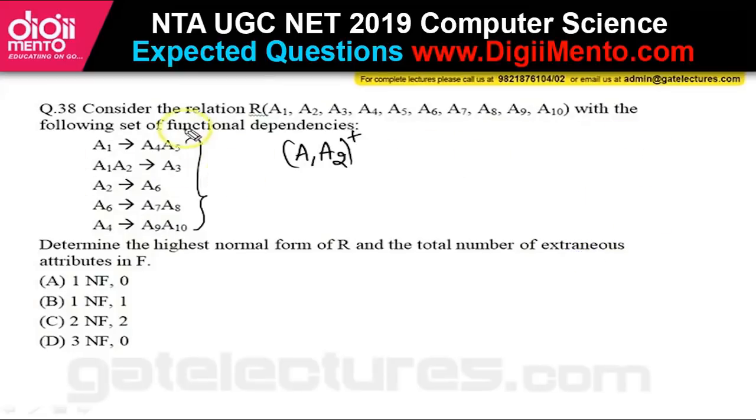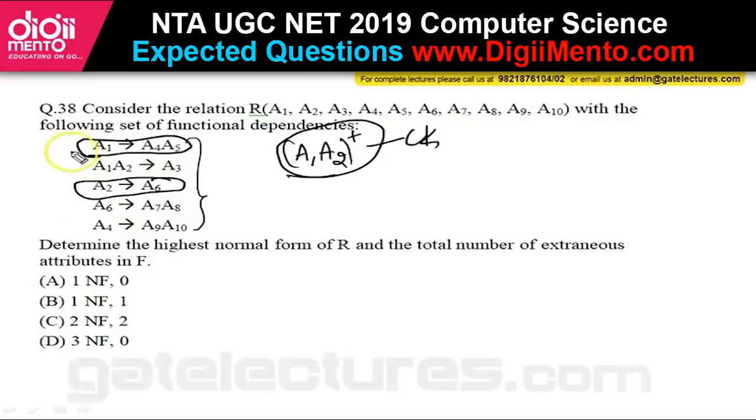Now if you look at the FDs, this is giving a partial dependency, because our candidate key is A1, A2, and A1 is deriving A4 and A5, and again A2 is also breaking the key. Because these are giving partial dependency, it is not in 2NF. So what normal form is it achieving? It is in one normal form.